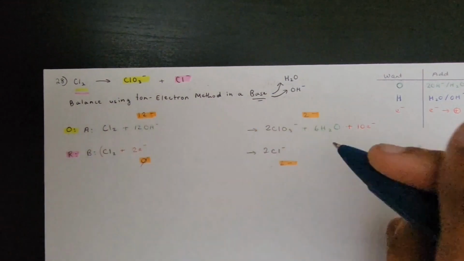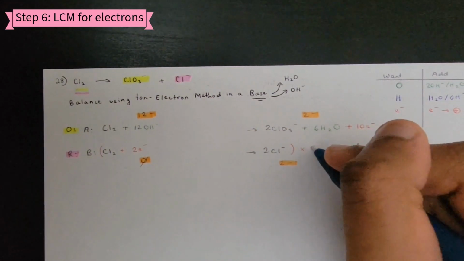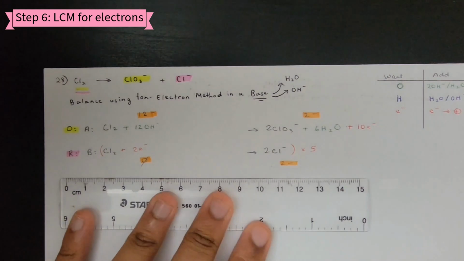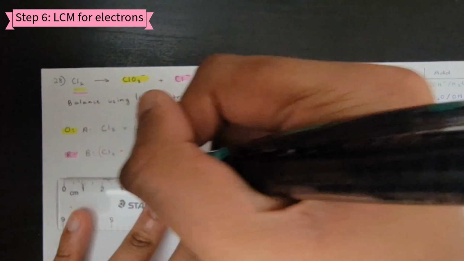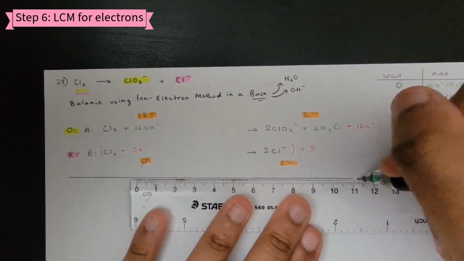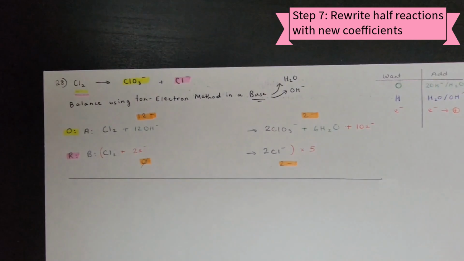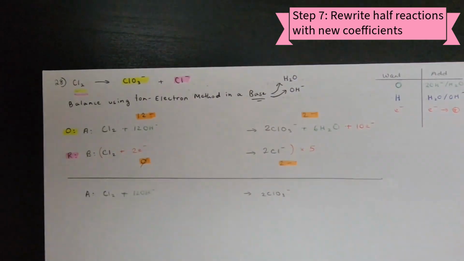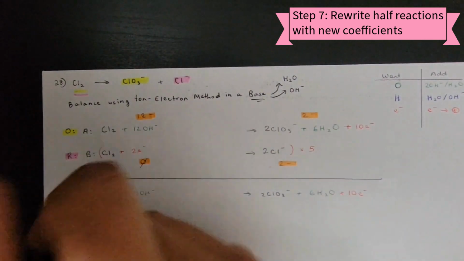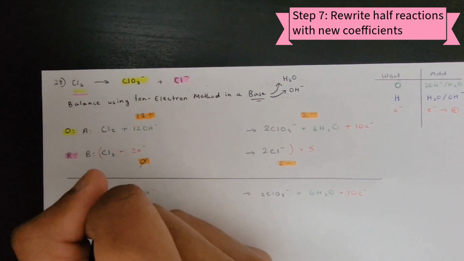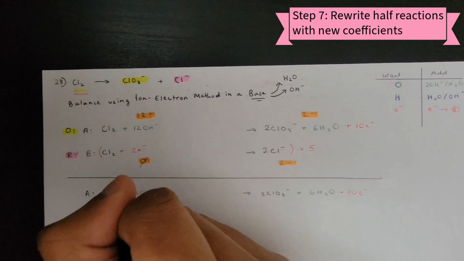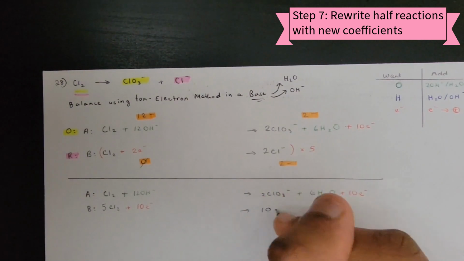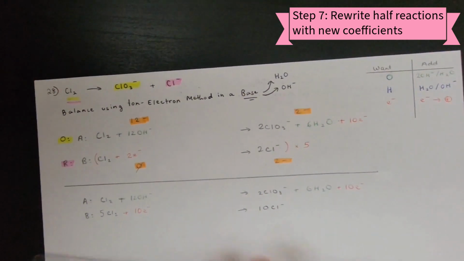Now we have to find the LCM of the number of electrons, which is between 2 and 10, and the LCM between them is 10. So we're multiplying reaction B by 5, and each coefficient will be multiplied by 5. Now let's write the updated half reactions below. Reaction A hasn't changed, so it's just copy and pasting the exact same reaction below. Reaction B, however, is being multiplied by 5, so each coefficient will also be multiplied by 5. This means that we'll write 5Cl2 plus 10 electrons produces 10 Cl minus.